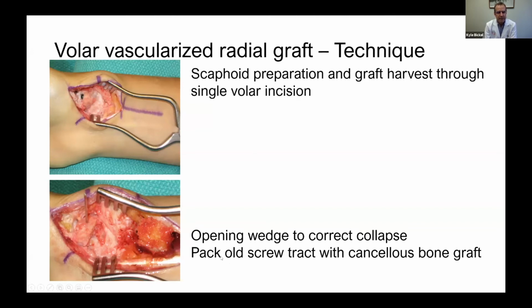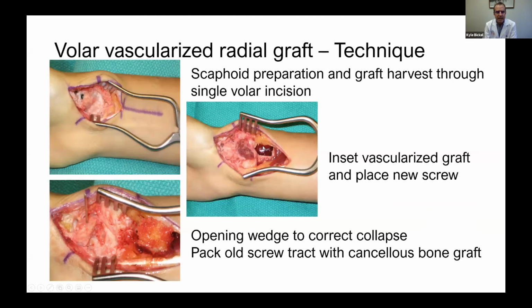And then I used cancellous graft from the floor of my vascularized harvest to pack the tract from the old screw with cancellous bone densely to remove any vacuolization in the fragments.